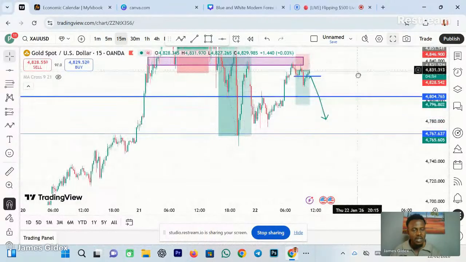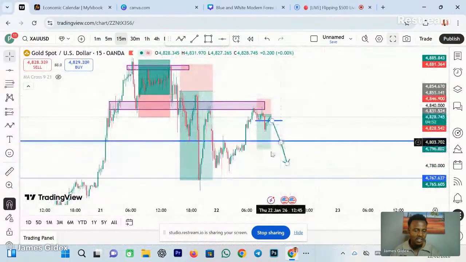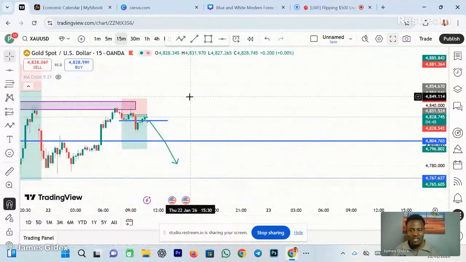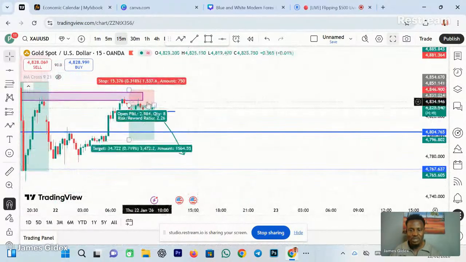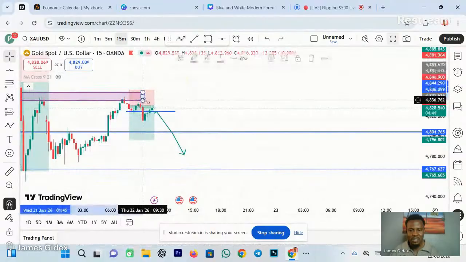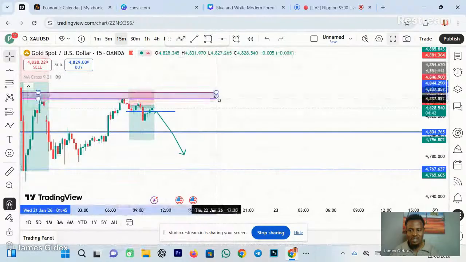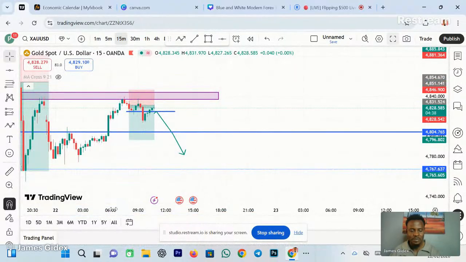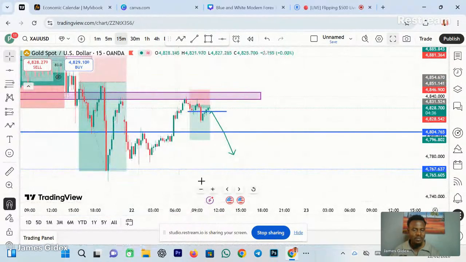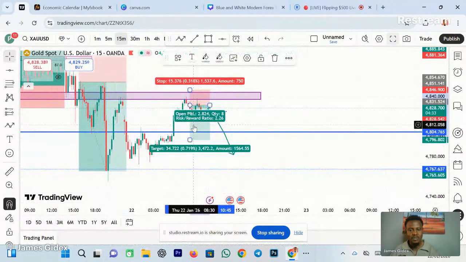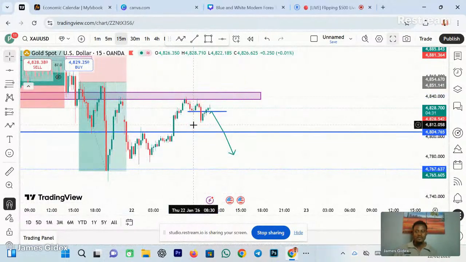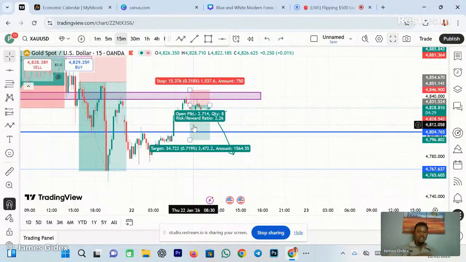So nevertheless, let's check out our gold. This gold has been rough on my hand today, so I'm really going to leave it like that. What I'm expecting right here is a retrace. Take that out. Okay, I'll leave it.